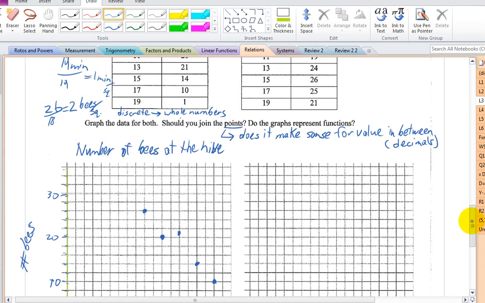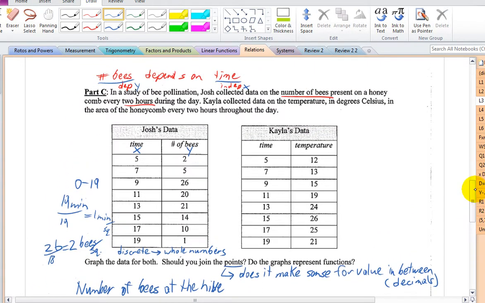Next one. So now we're looking at time and temperature. Again, we go X and Y, and we use our depends-on sentence to check. We're saying the temperature depends on time. Are they in the correct order? Should we switch them around? What do you think? They're good. So this here is your dependent, and here is your independent.